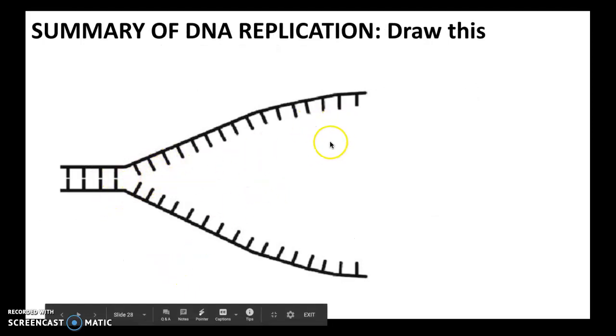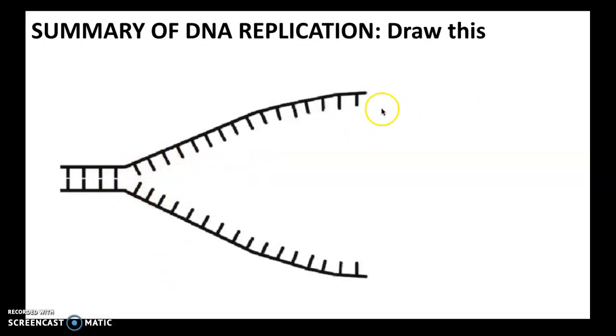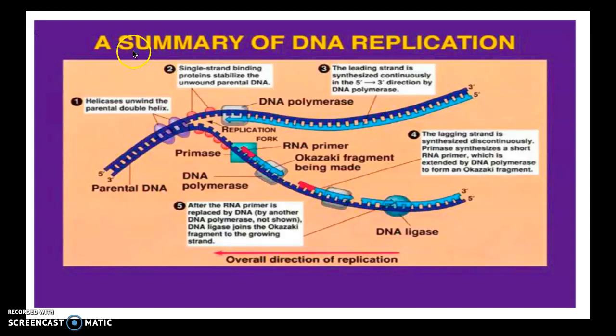You definitely want to get familiar with this, right? This is where I would actually have you draw the process of DNA replication. But here's a summary of it. Helicase unwinds the parental double helix. So here's your helicase. And when we say unwind, we mean we break apart the DNA double helix into two separate strands. Single-stranded binding proteins stabilize the unwound DNA.